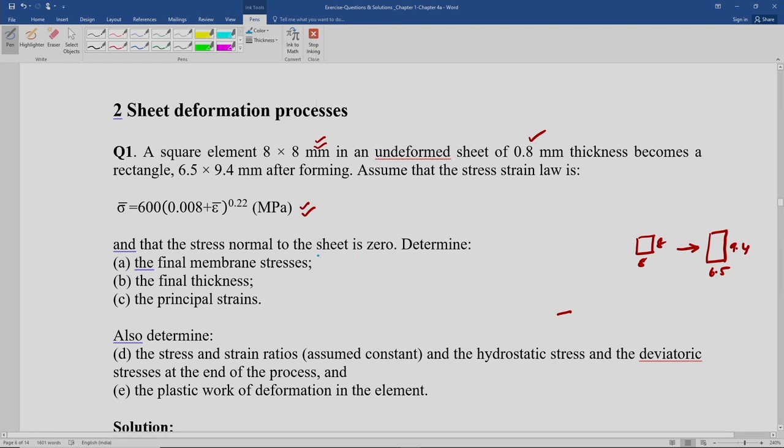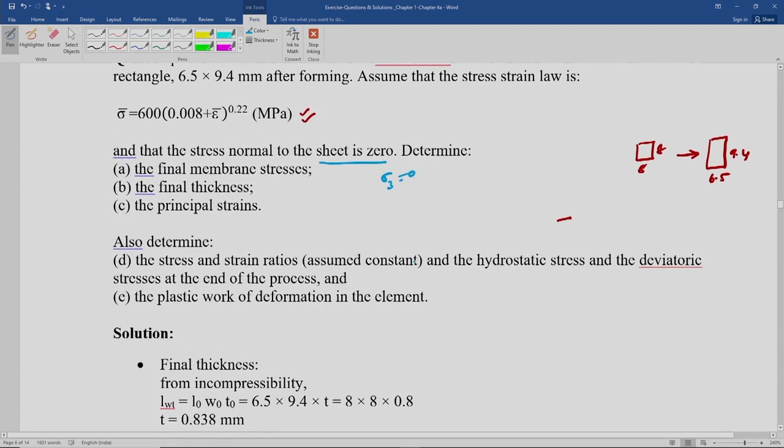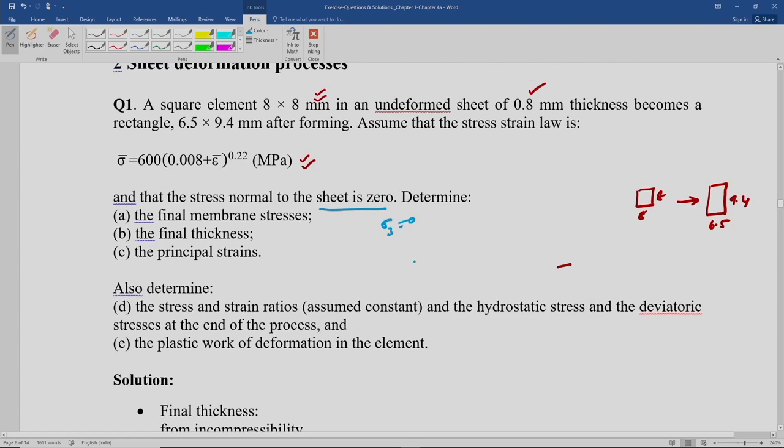and the stress normal to the sheet is 0. So, as usual we say sigma 3 is equal to 0, which makes it easy for us to understand what type of equations to use. So, you have to find several parameters in this. You need to find membrane stresses, which means principal stresses basically, sigma 1, sigma 2, 3 is anyway 0. Fine. So, you have to get sigma 1, sigma 2, and the final thickness, that is T, T naught is given, this is your T naught. T has to be found.